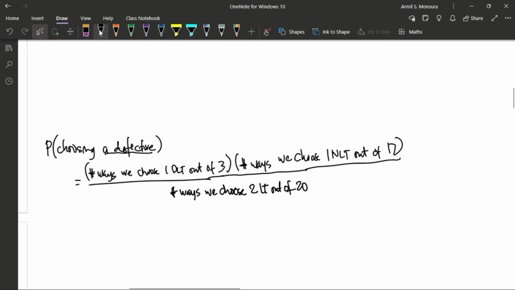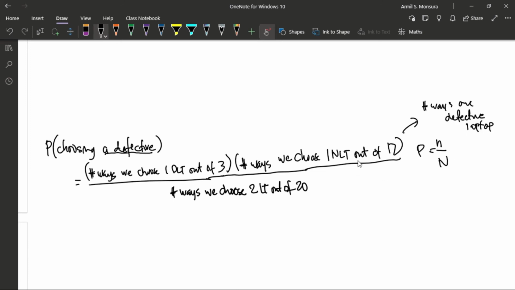Because that's the form kasi nito, it's more of like small n over big N. It's the probability. N is the number of ways of the favorable outcome, and n is the total number of ways. So yung numerator natin represents the number of ways that we choose one defective laptop.